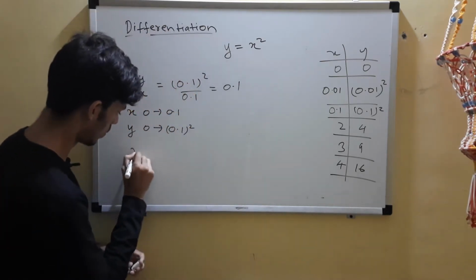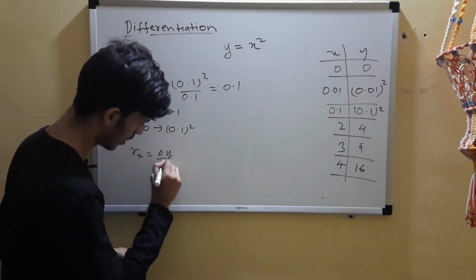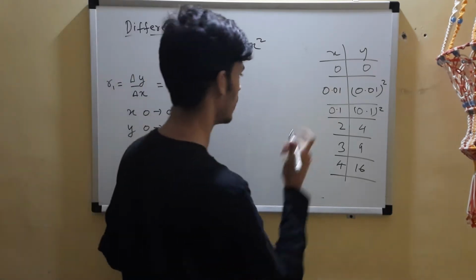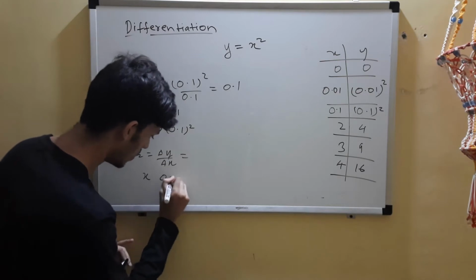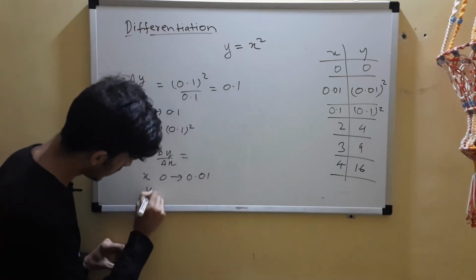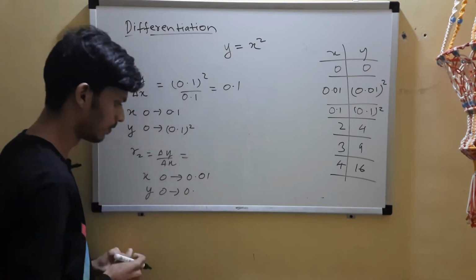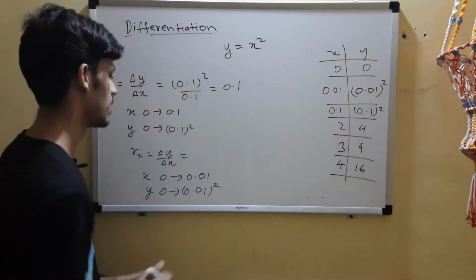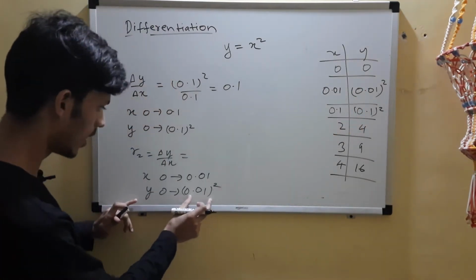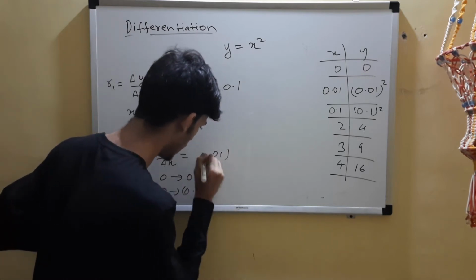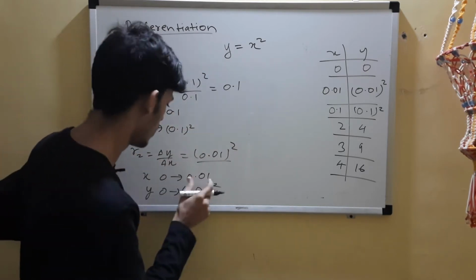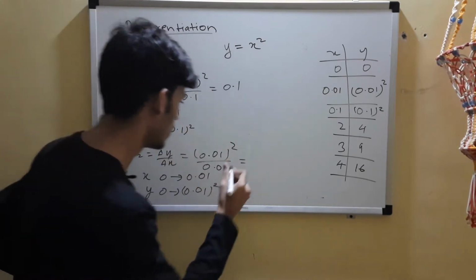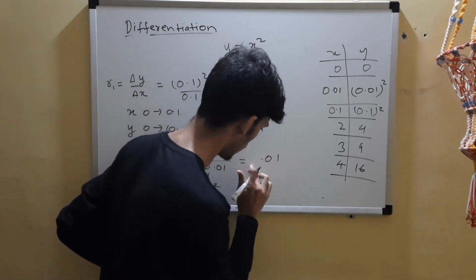Now let's find r2. We'll find it down. So r2, delta y by delta x. Obviously it will be different. We know rate is changing continuously, but we'll note something. Okay, so as x changes from 0 to 0.01, y changes from 0 to 0.01 square. Okay, now what is delta y? This minus this. So minus 0 won't make any difference. Again, delta x, this minus this. Okay, fine. So this will cancel, and finally you will have 0.01.